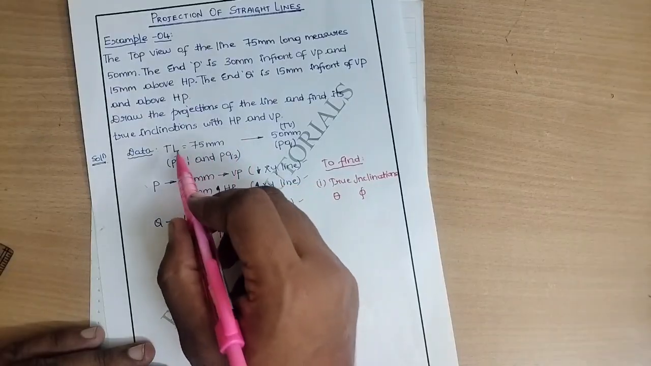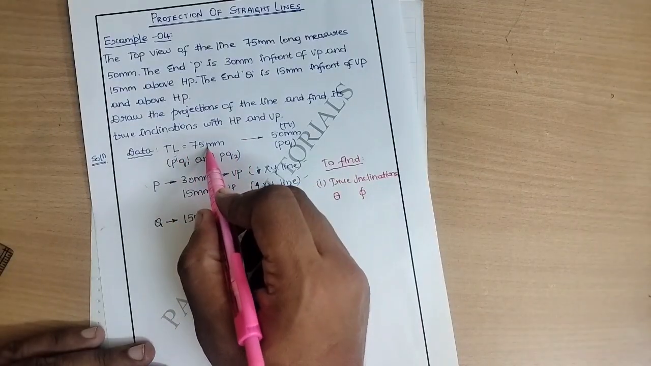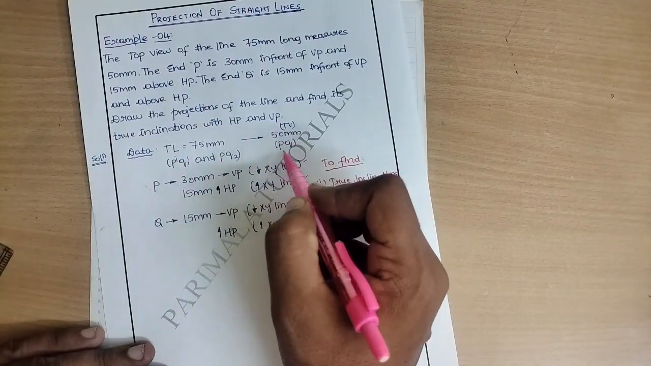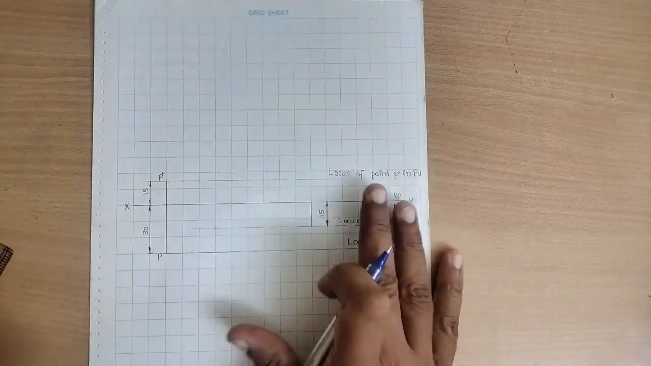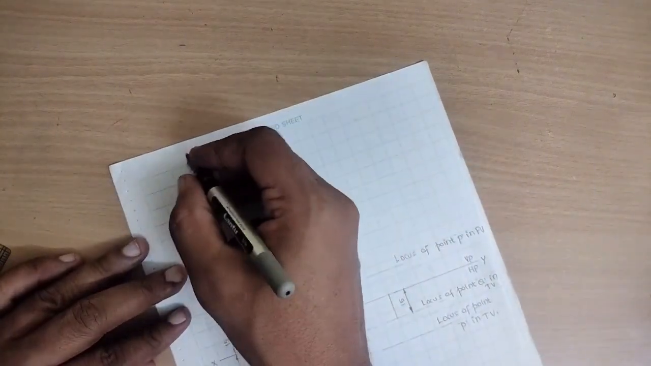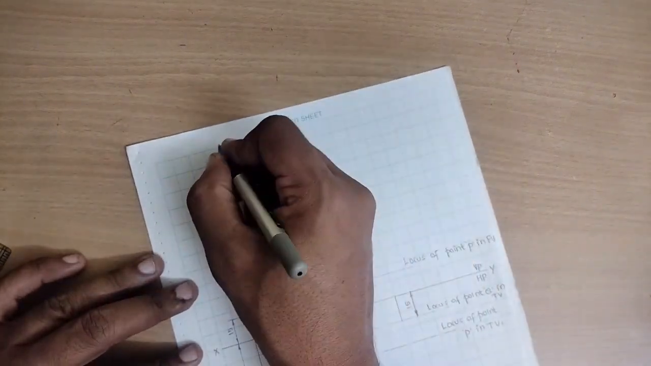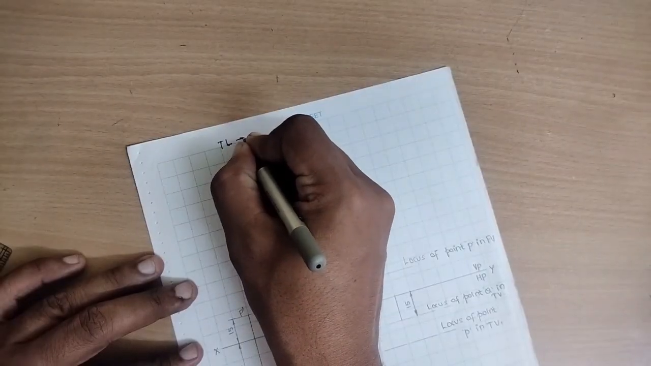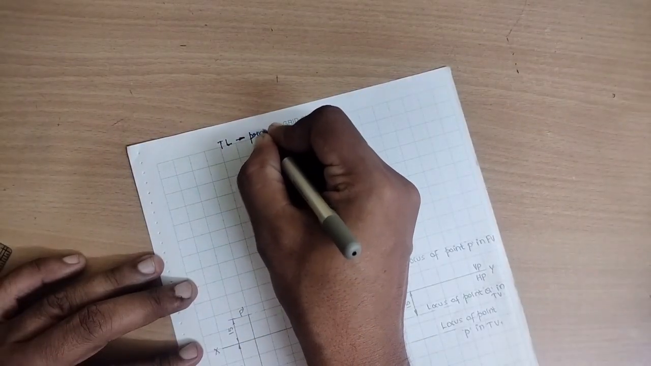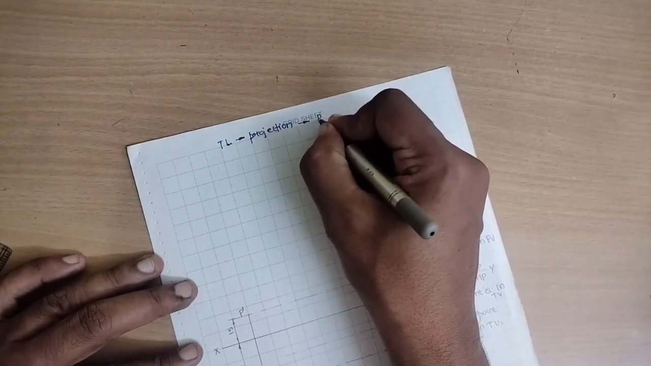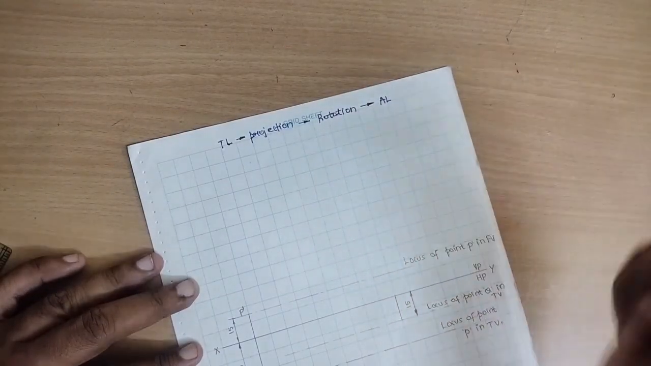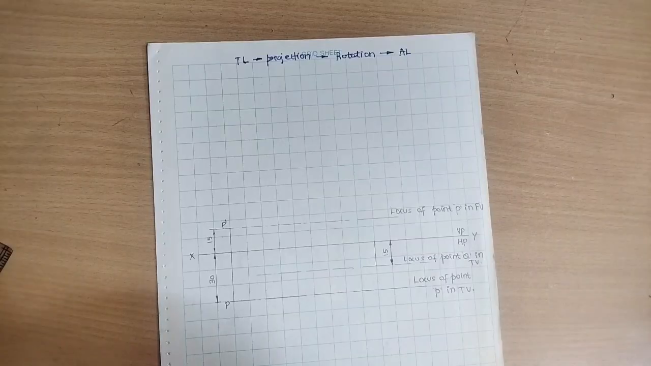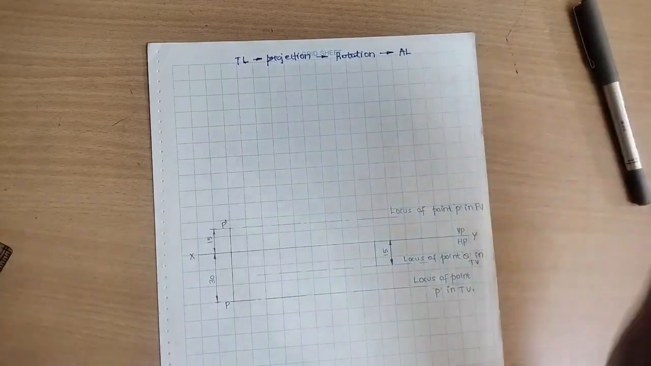By this time, I am very confirmed that the true length is 75 mm long and the apparent length in the top view is 50 mm. Fine. With these two data, I will proceed. Before going for that, I will let you know an important factor in projection of straight lines. Whenever I have the true length, it has to be projected. The projected true length has to be rotated, thereby I am getting the apparent length. Keep this in mind while solving any projection of straight line examples.